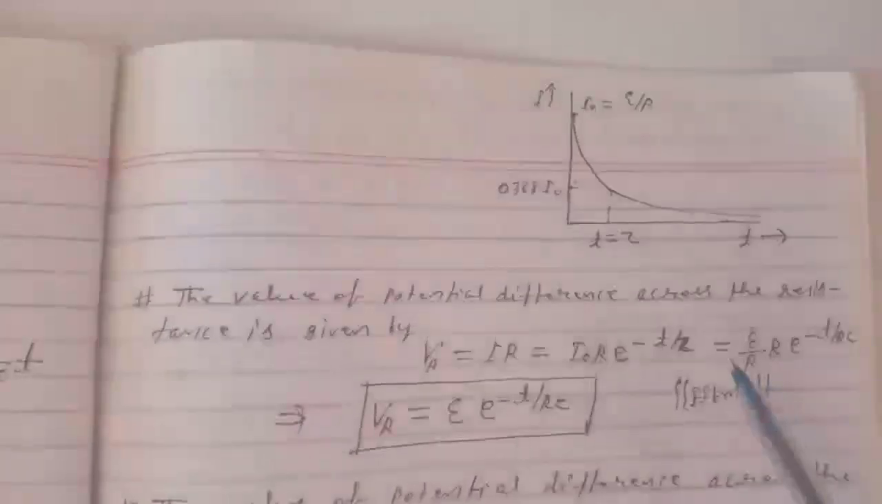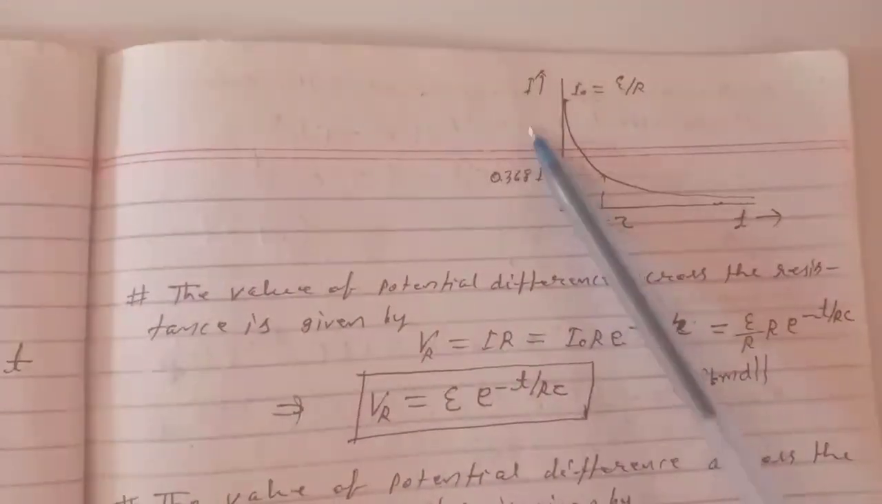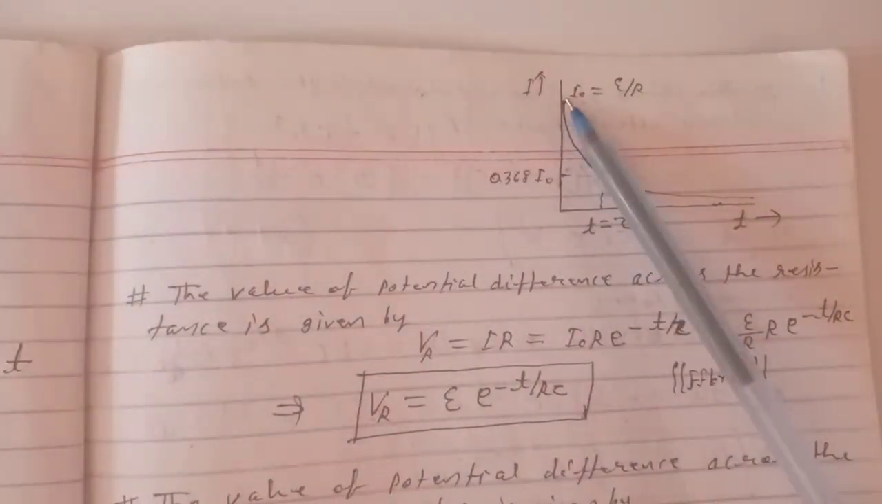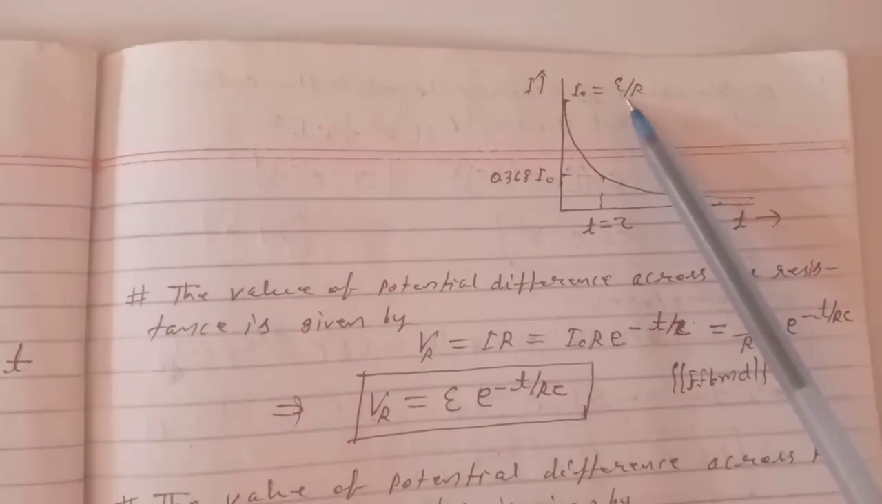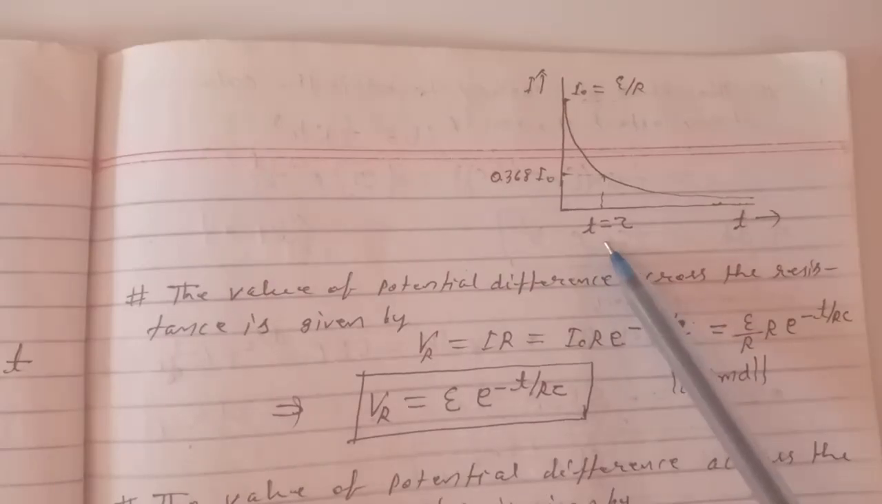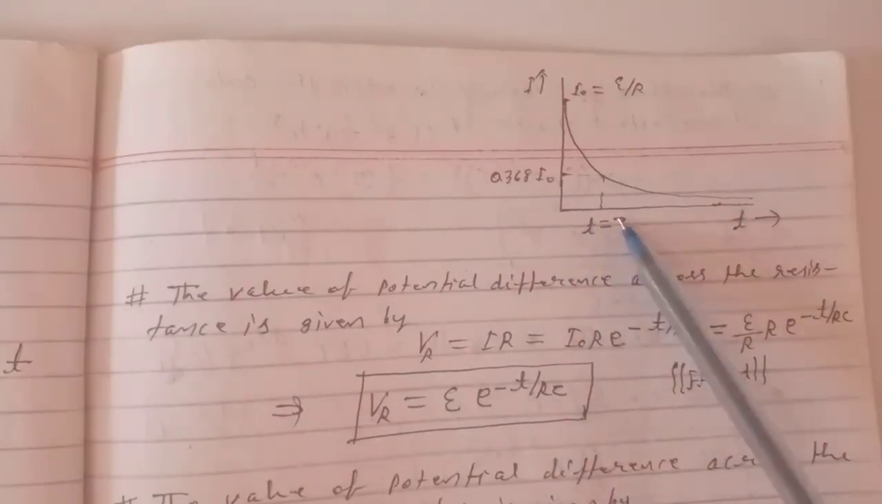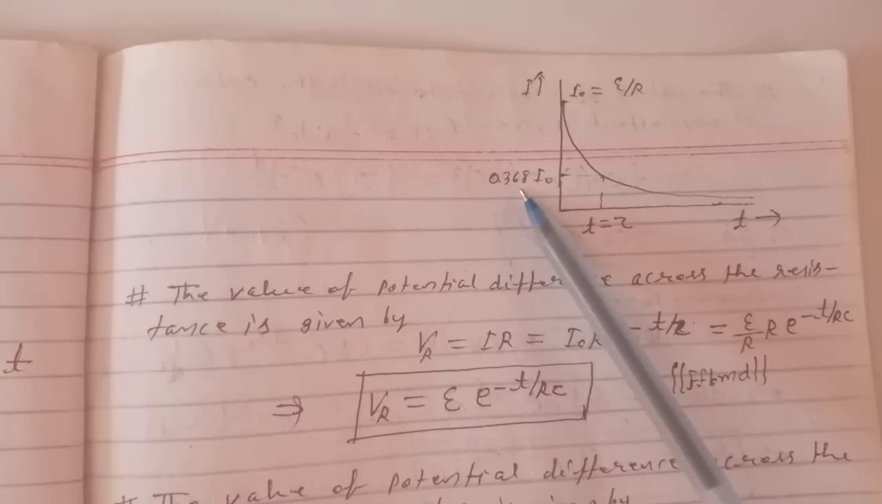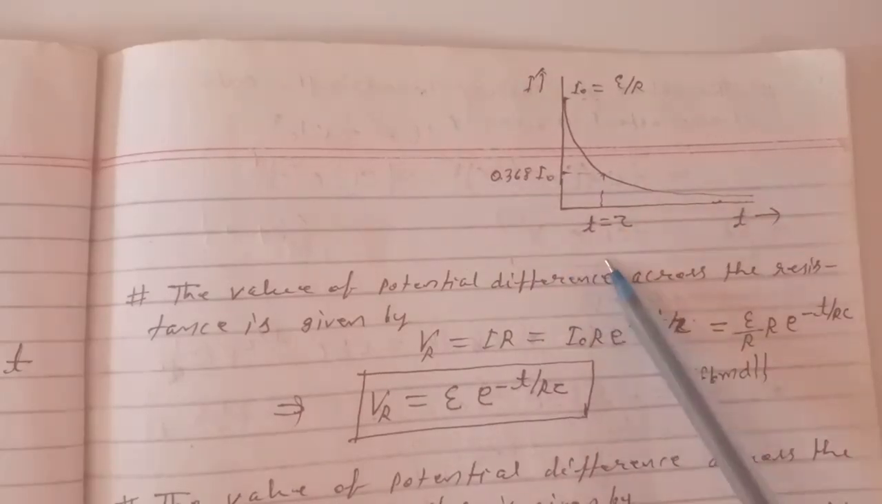Next, the current on the graph is shown here. Initially it is I naught, whose value is E by R, and after one capacitive time constant, t equal to tau, in the case of discharging it becomes 0.368 of I naught.